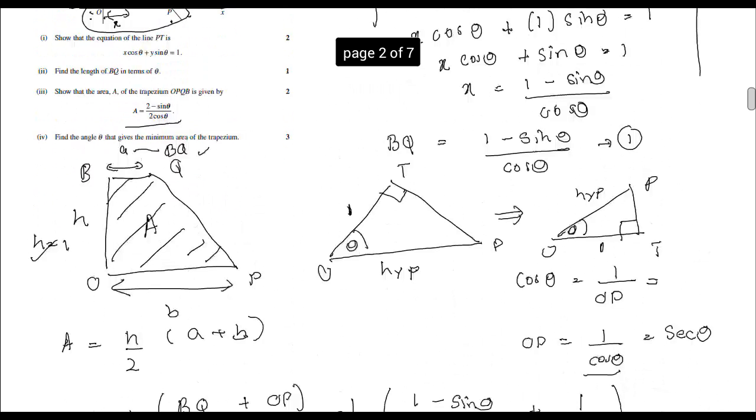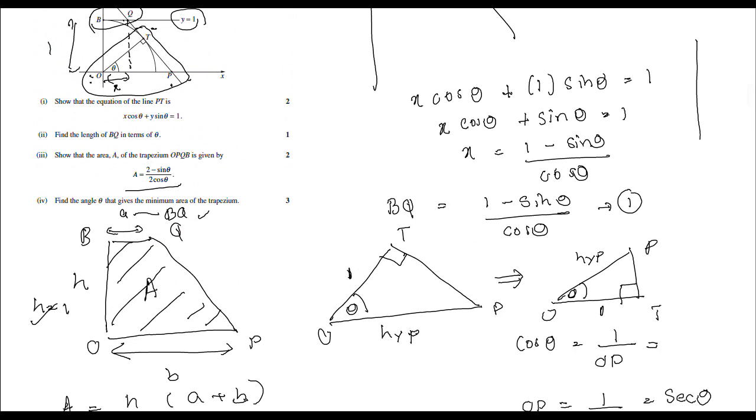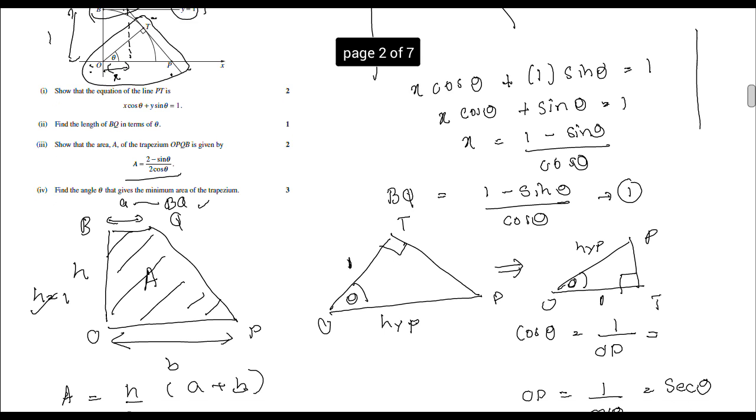What is the next part? Find the angle theta, subpart number 4. Angle theta that gives the minimum area of the trapezium. Okay, that gives us a clue: differentiate, find the maximum or minimum. So we not only have to differentiate and find stationary points, but we also need to prove this is a minimum area. Okay, let's do it step by step.